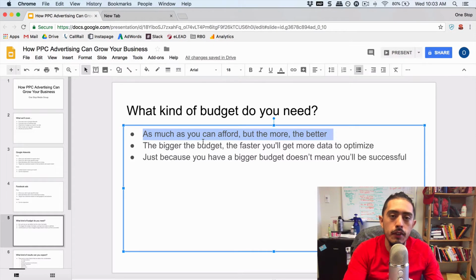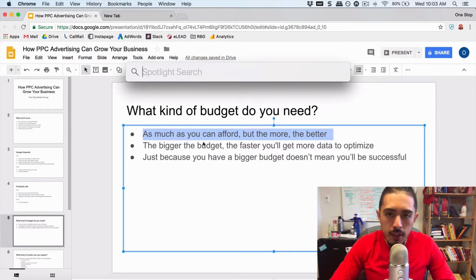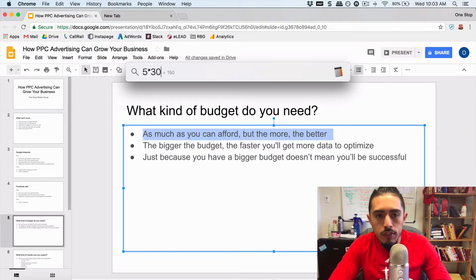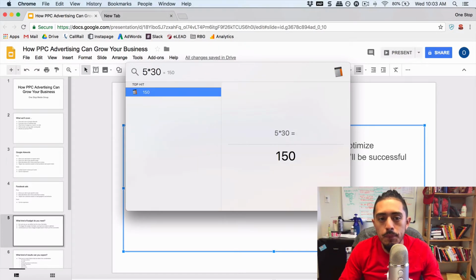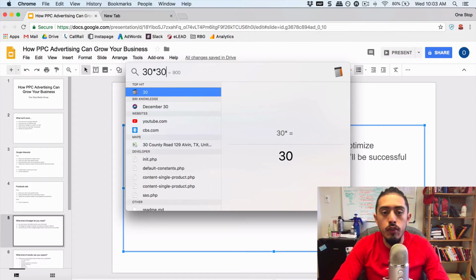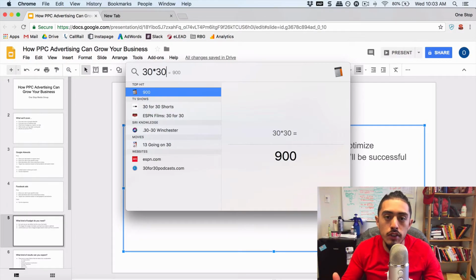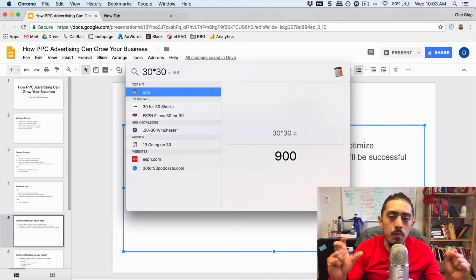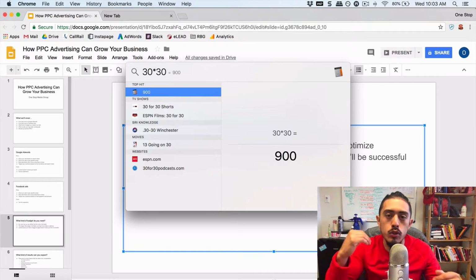So if you're just spending $5 a day for 30 days, you're spending $150 per month. As opposed to, let's say you're spending $30 per day for that month, and you're spending $900. So you'll be able to collect a lot more data at a much faster rate, and you'll be able to tweak a lot more and have the opportunity to have more success when you're spending more money.